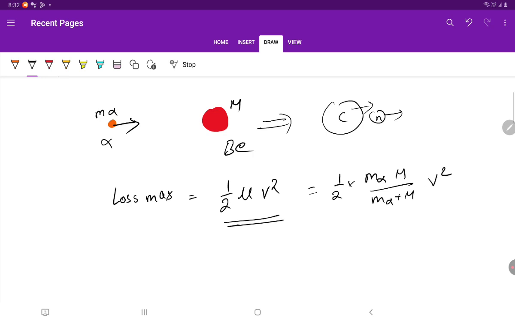Now observe the alpha particle and the beryllium particle. The beryllium particle is at rest, that is v equals 0, and the alpha particle is moving with v equals v. So v relative will be just the velocity of the alpha particle.